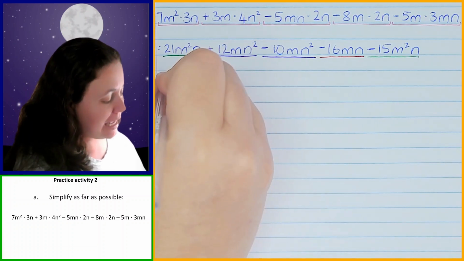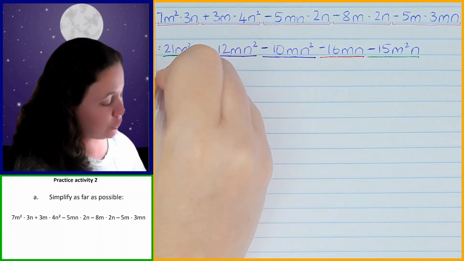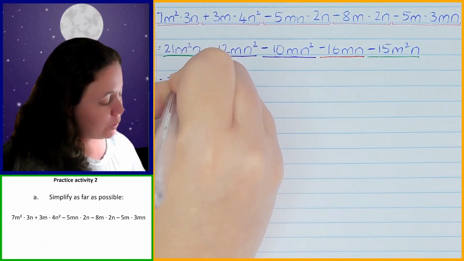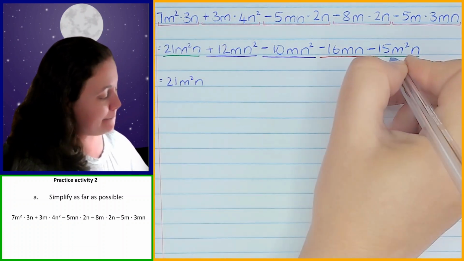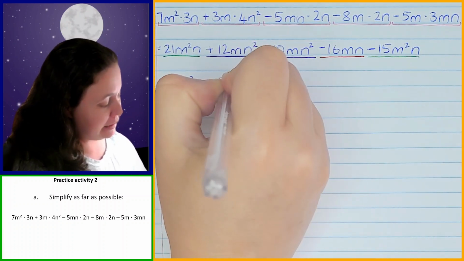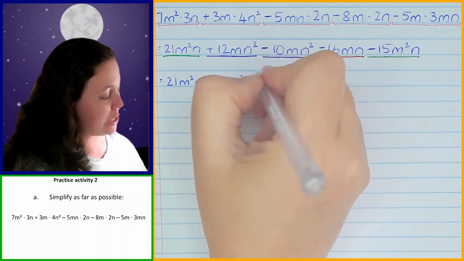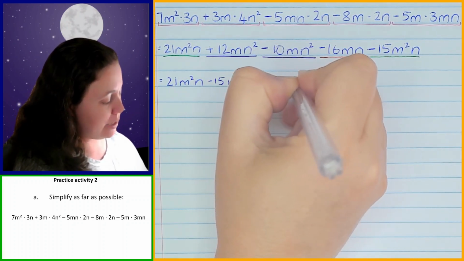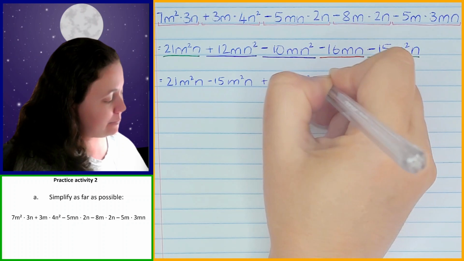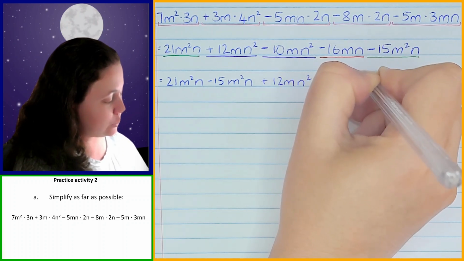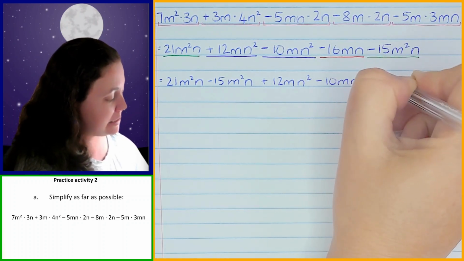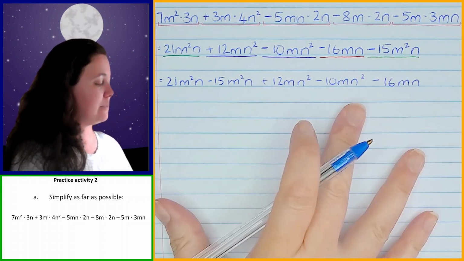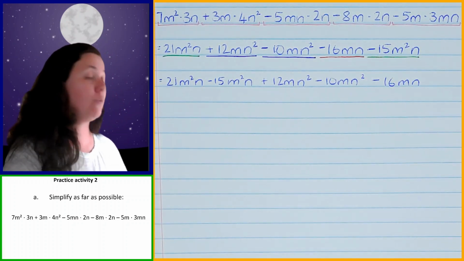Now remember, you didn't have to show this step, but I'm going to show it anyway. So I've got 21m squared n minus the 15m squared n. Then I've got plus 12mn squared and minus 10mn squared. And then I've got my minus 16mn. Okay, so let's go and simplify by combining our like terms.